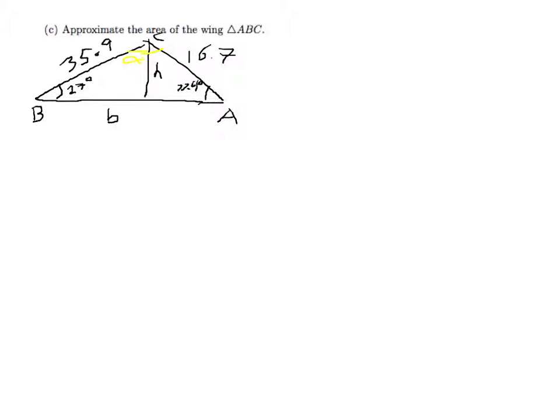The final question of number 5 asks us to approximate the area of the wing of the triangle A, B, and C. I've taken that triangle and redrawn it a little bit and put in information that we know. We know that we have a side length of 16.7 feet and another one of 35.9 feet, but we don't know the B to A length, so we might need to find that. We also know these angle measures.